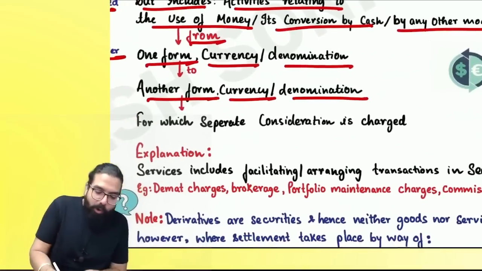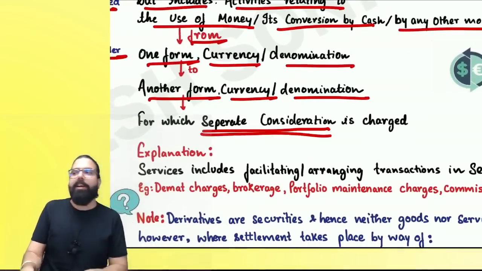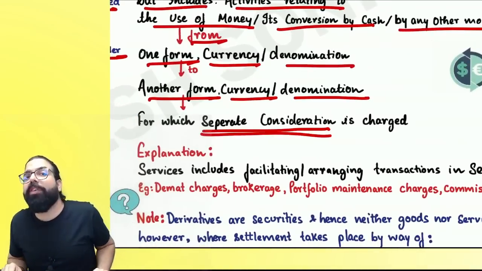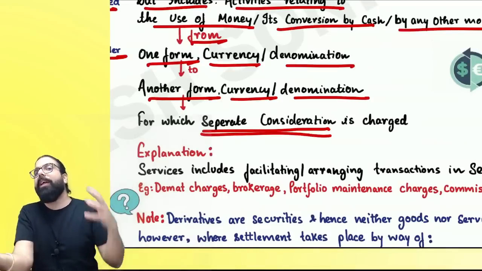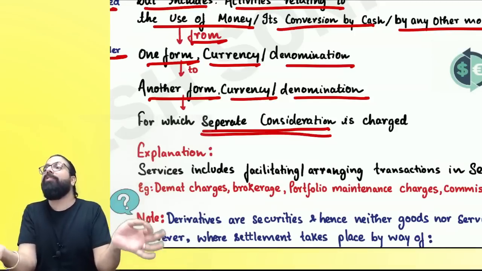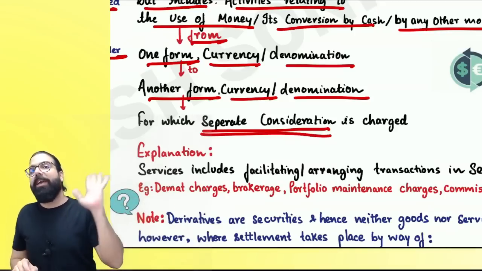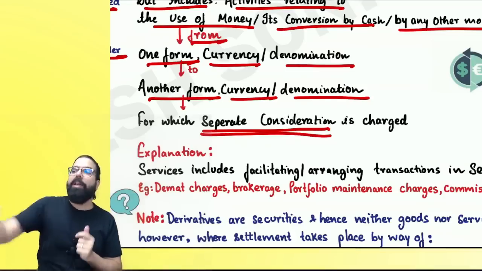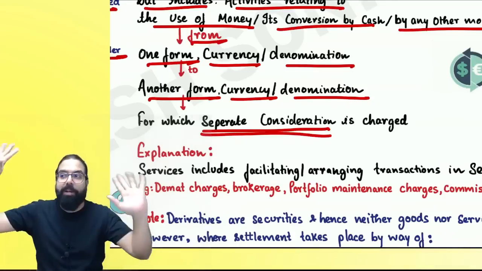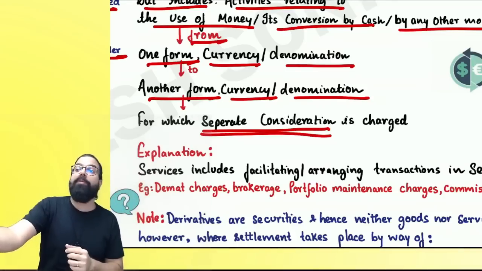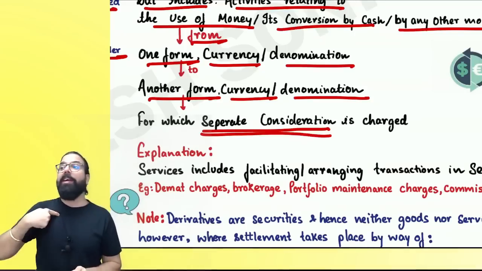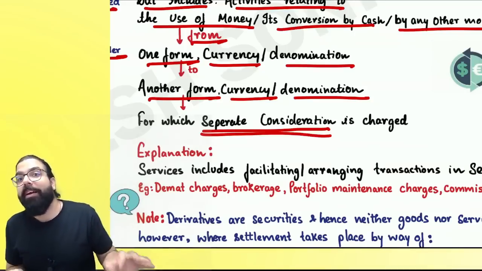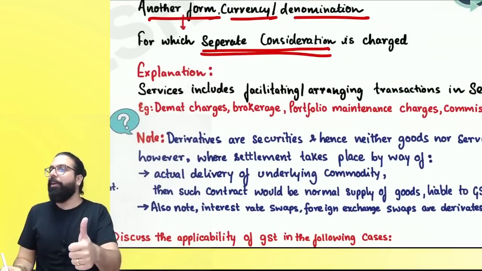If the bank goes ahead and charges a separate consideration, always remember one thing, everyone: for something to fall in service, conversion of one form to another, one currency to another, one denomination to another, there has to be a separate consideration being charged. I gave you INR, you gave me dollars, you did not charge anything. There's no service activity at all. I gave you INR, you gave me dollars, you charged me 10 rupees, you have given me a service. There has to be a consideration. Are we all 100% clear?